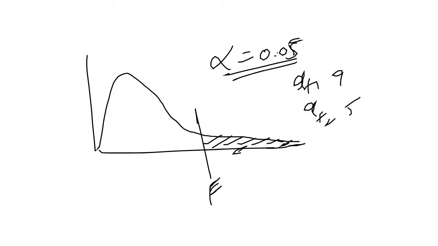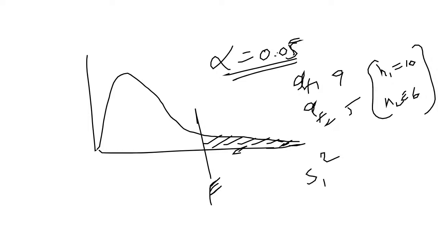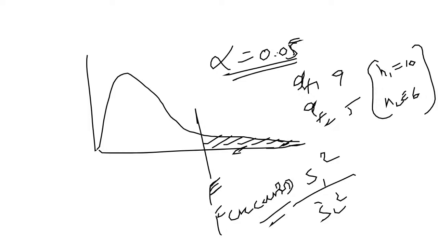Nine and 5. So I have taken two samples from two different populations. For these two samples, I have the variances S1 square and S2 square, some value. Now, if I calculate the ratio of S1 square by S2 square, I will call this F calculated.